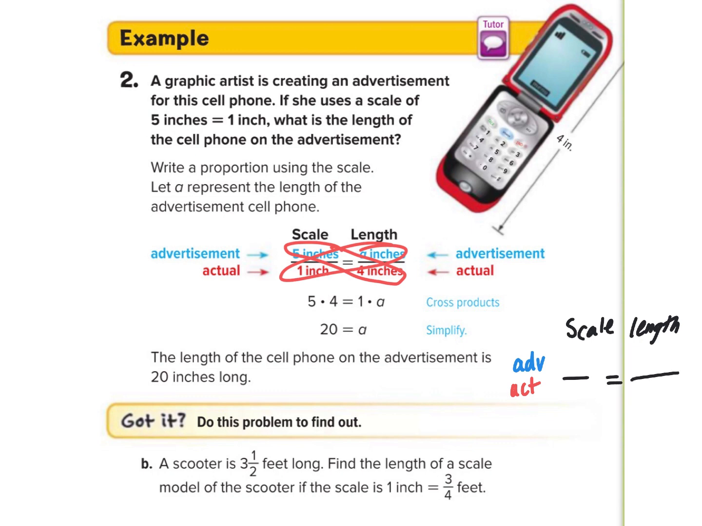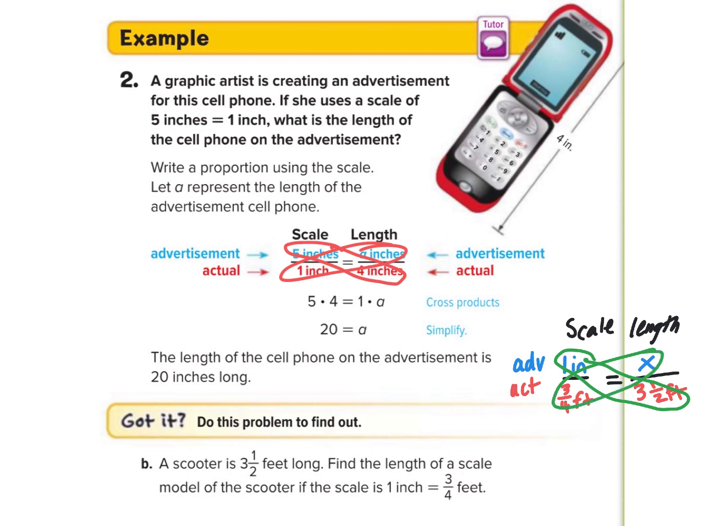So our scale, the advertisement has our scale at 1 inch, and the actual is 3/4 feet. And now, when I'm looking at the length, we do not know the length, so we are going to use X. And then the actual length is 3.5 feet. So I want to use my cross products.